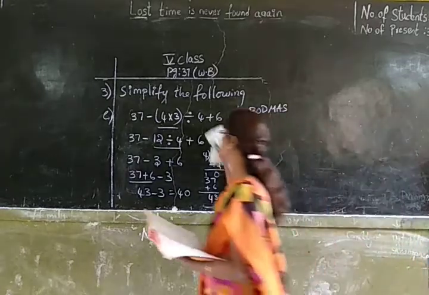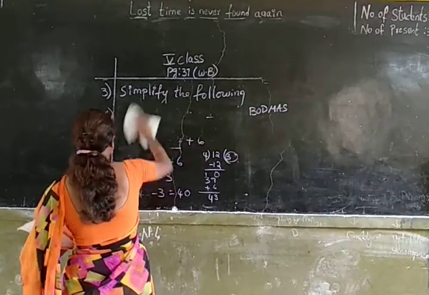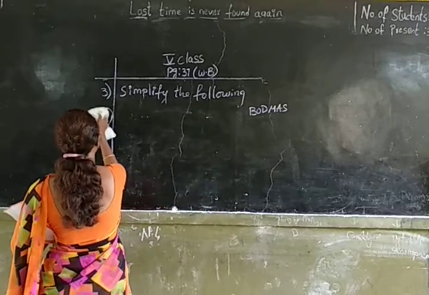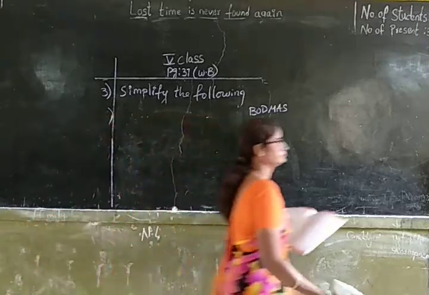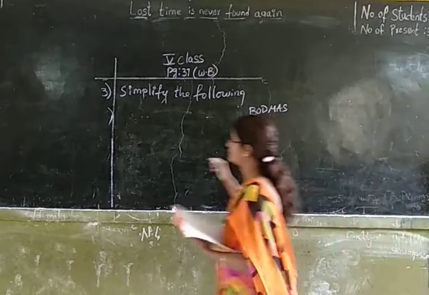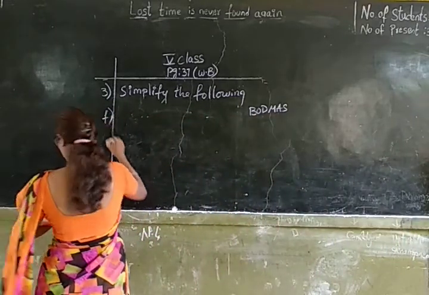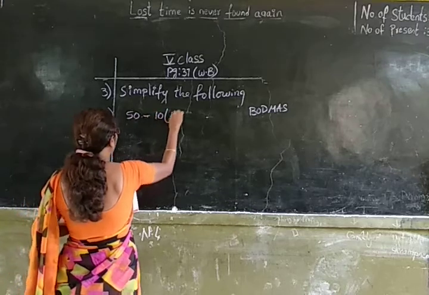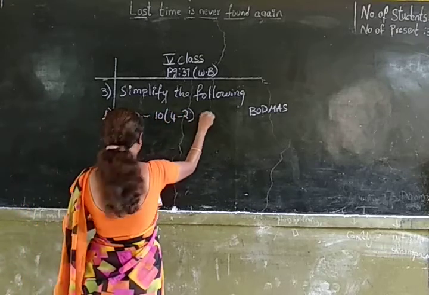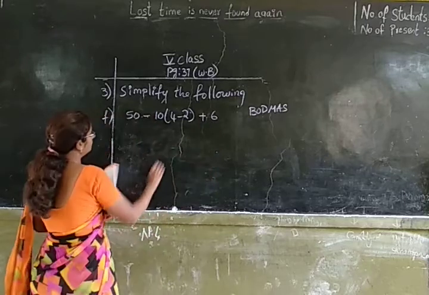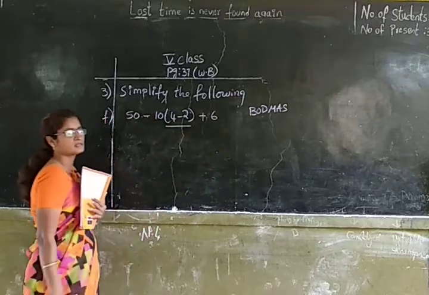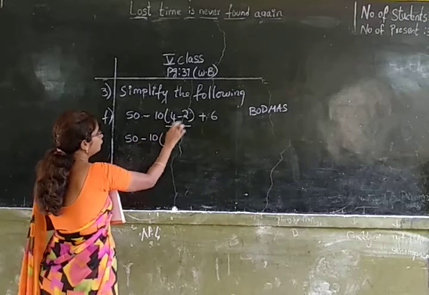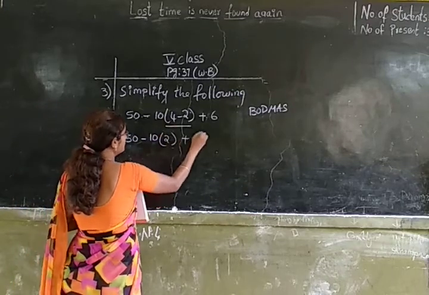Now let us do the F sum. So what is the F sum? 50 minus 10, 4 minus 2 plus 6. According to the BODMAS rule, first we have to solve the terms inside the bracket. So 50 minus 10, 4 minus 2 is 2 plus 6.